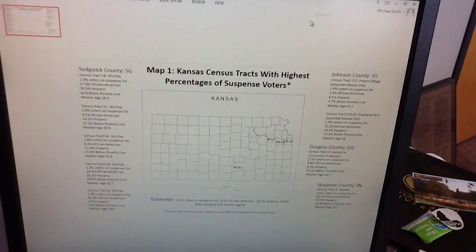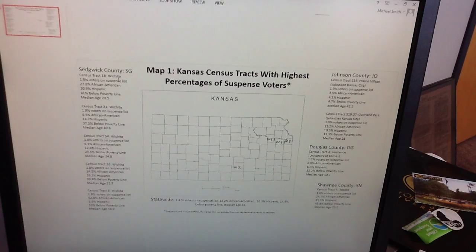We used a tool called the geocoder from the U.S. Census to track people's addresses on those lists and find out where the suspense voters are most heavily concentrated. And as you can see from this map, the big story here is Sedgwick County. We looked at the 10 precincts which have the highest concentration of suspense voters, and 5 of the 10 are located in the city of Wichita. Sedgwick County, Wichita is the big story here.